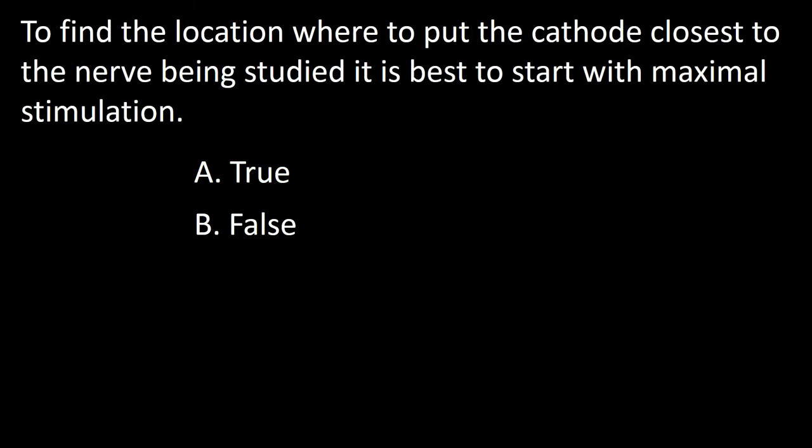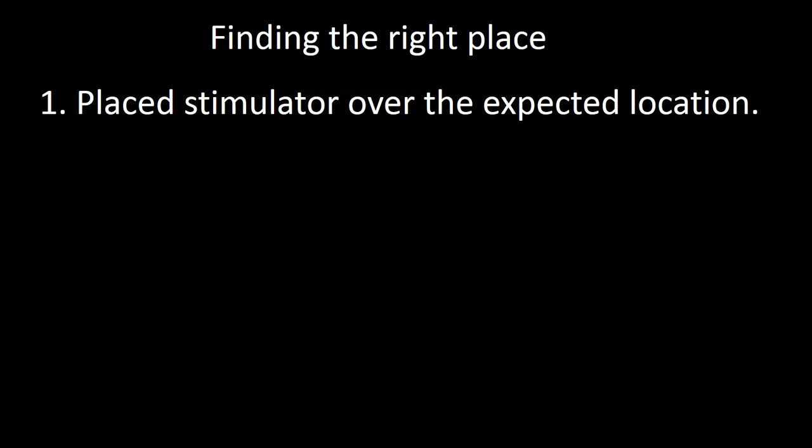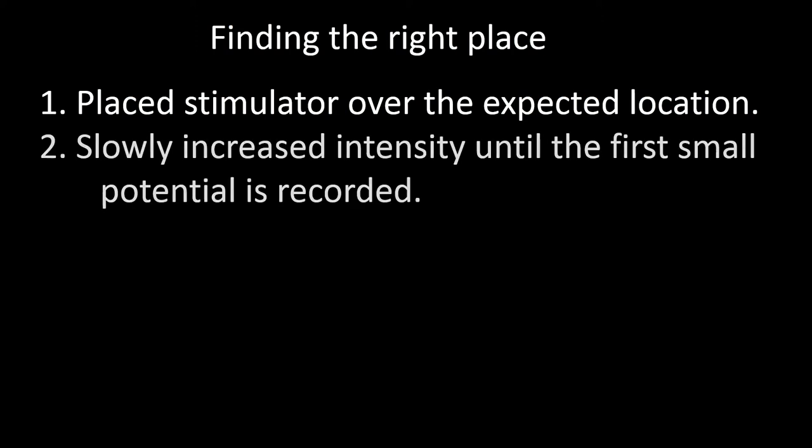Next question. To find the location where to put the cathode closest to the nerve being studied, it is best to start with maximal stimulation. A true, B false. Finding the right place to stimulate takes a few steps. First, place the stimulator over the expected location of the nerve. Second, slowly increase the intensity of the stimulation until the first small potential is recorded.